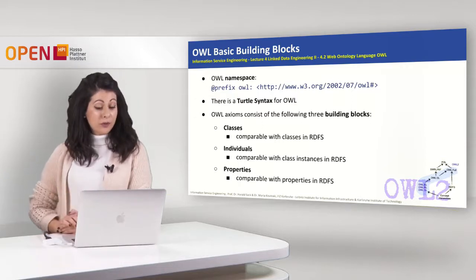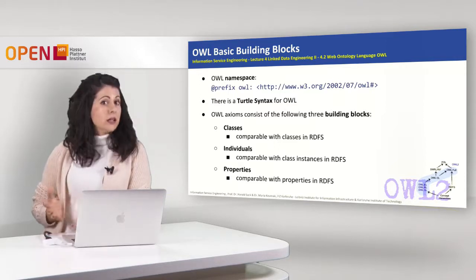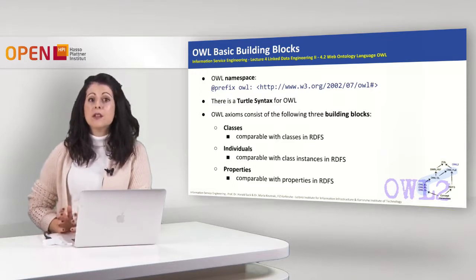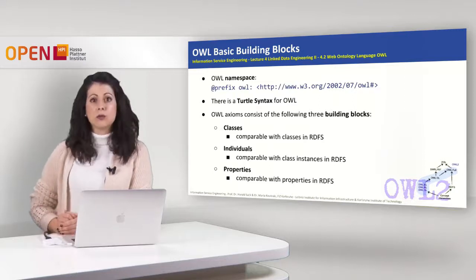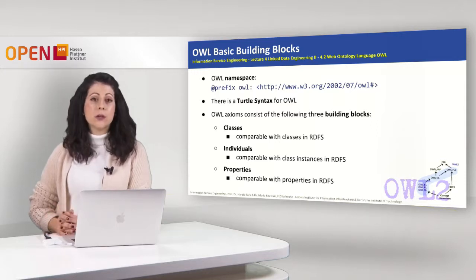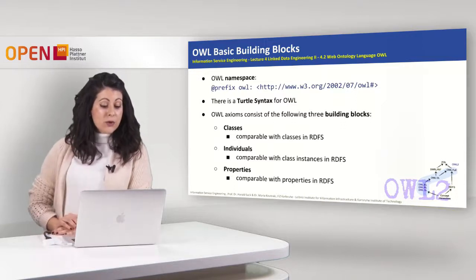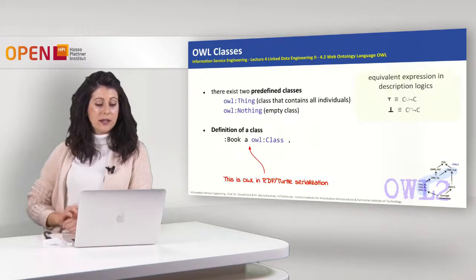The first of them is the classes, which is comparable with whatever we know as a class in RDFS up to now. That's simple. Then come the individuals, again comparable with the class instances that we know from RDFS. And last we have again the properties, comparable to what we know as a property in RDFS. So let's go through this list of the building blocks one after the other and see more details.